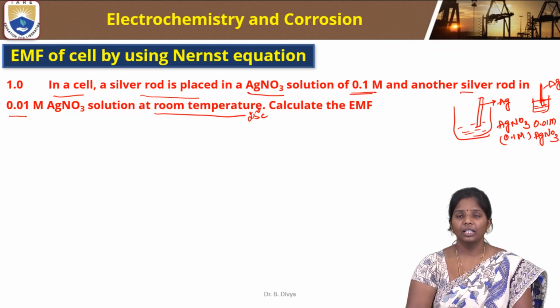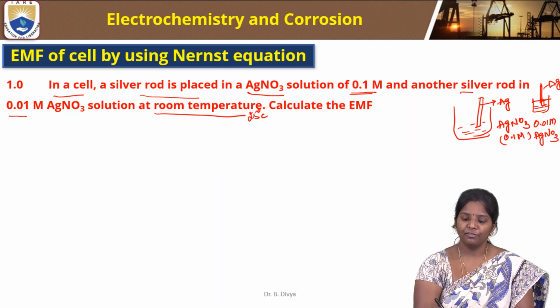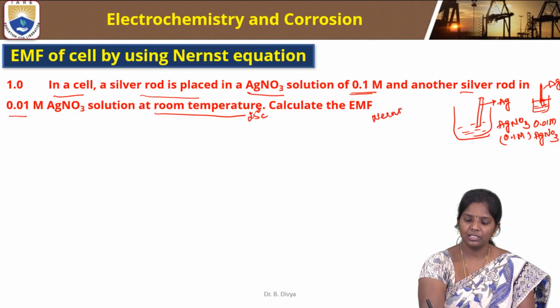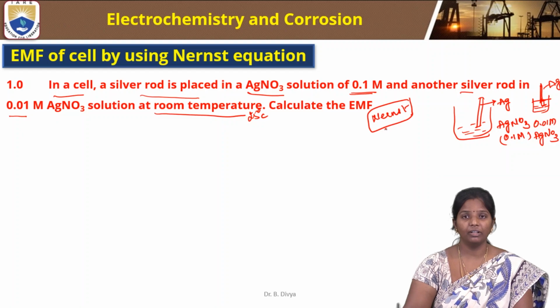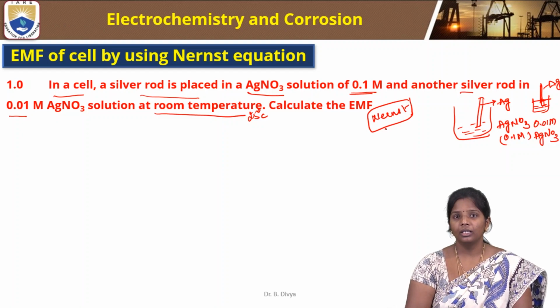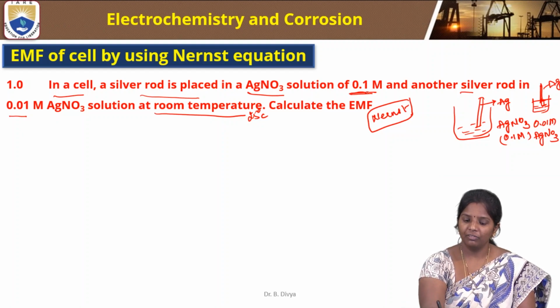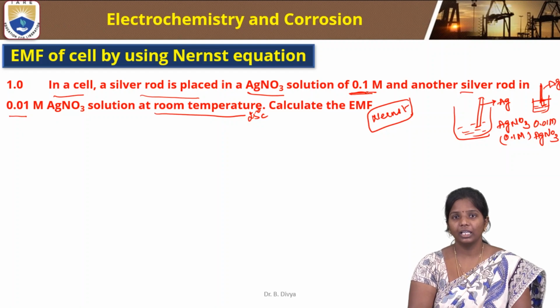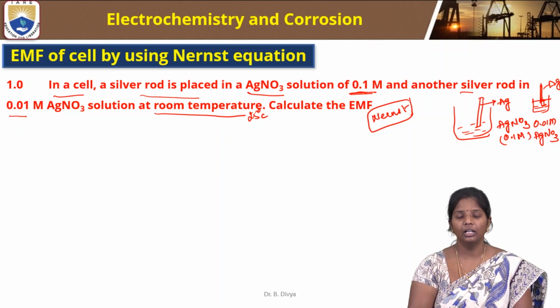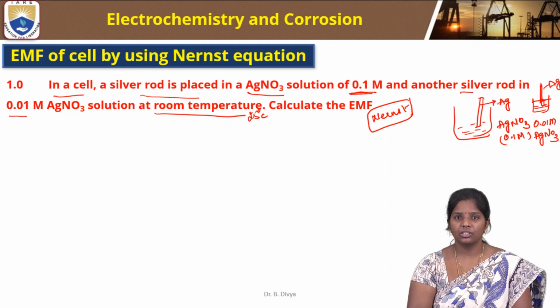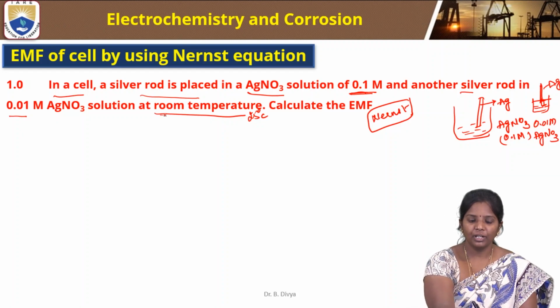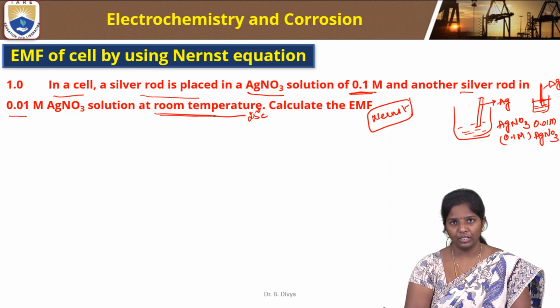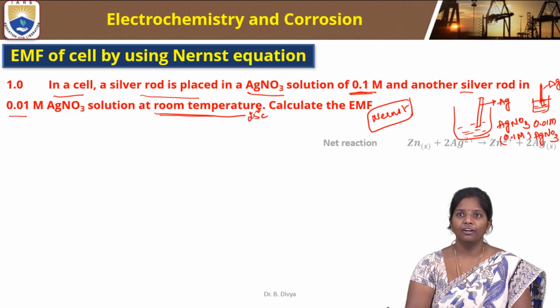Now if we observe, they have not given the single electrode potentials here. It means we have to go to the Nernst equation, because there are no single electrode potentials given to use the simple formula E cathode minus E anode. So now we have to apply the Nernst equation. They have already given the concentrations of those solutions, and the temperature is mentioned as room temperature. So accordingly we have to apply the formula.